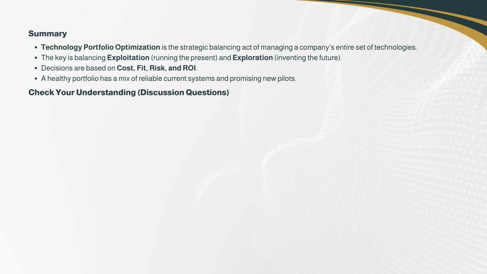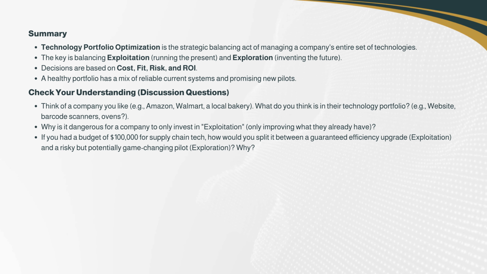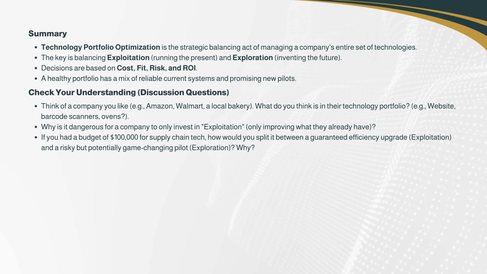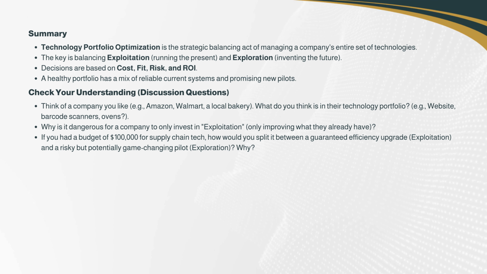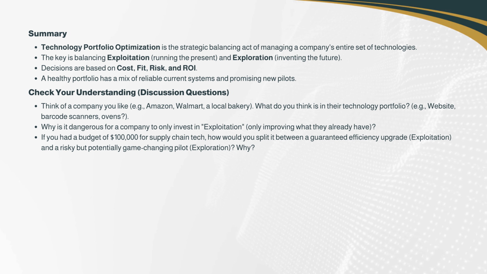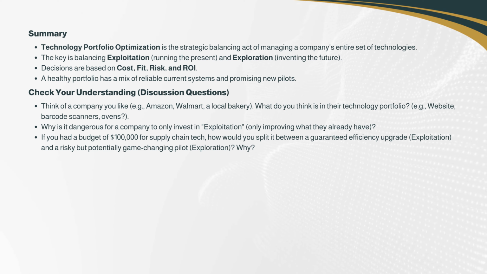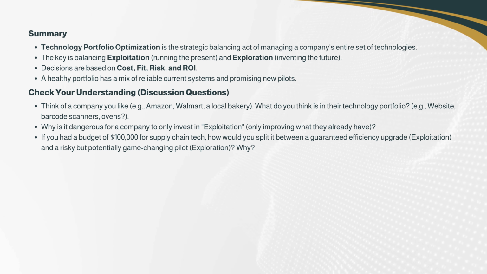Check your understanding. Discussion questions. Think of a company you like, e.g., Amazon, Walmart, a local bakery. What do you think is in their technology portfolio? E.g., website, barcode scanners, ovens? Why is it dangerous for a company to only invest in exploitation, only improving what they already have? If you had a budget of $100,000 for supply chain tech, how would you split it between a guaranteed efficiency upgrade, exploitation, and a risky but potentially game-changing pilot, exploration?